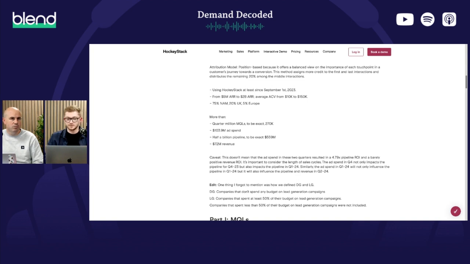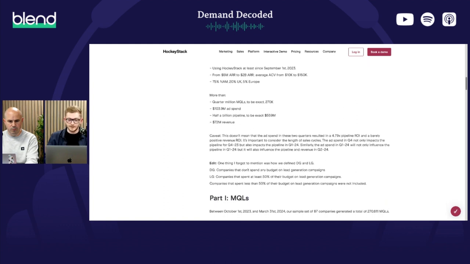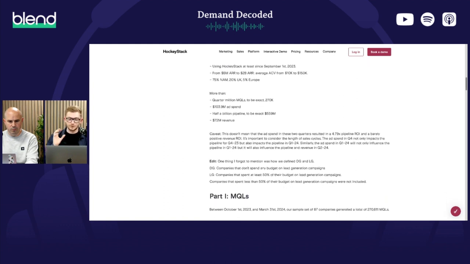It's position-based because this is U-shaped, by the way. If anyone else is wondering, it's also known as that. Because it offers a balanced view on the importance of each touch point. So basically assigns 40% to the first and last interaction and 20% to the remaining middle interactions. Companies in this research also are using HockeyStack and had been since September the 1st, 2023.